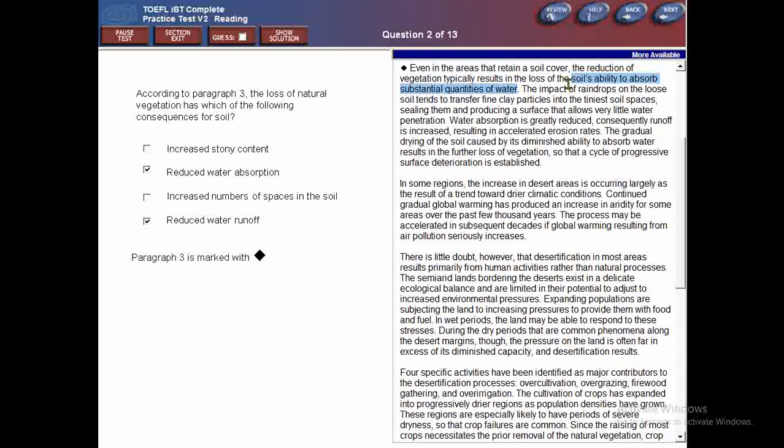So an increased number of spaces in the soil, no, this is also contradictory, since the soil tends to transfer fine clay particles into the thinnest soil spaces.